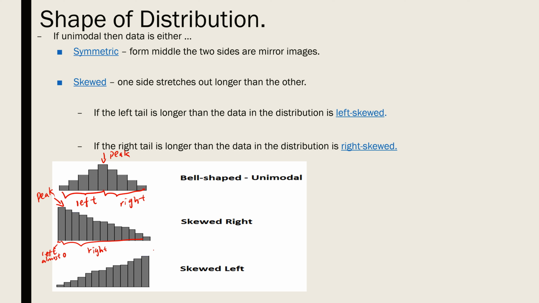And for the last example, we do the same. First, we find the peak. Then we compare the length of the left tail and the right tail. We can see the length of the right tail is almost close to 0. So the last example is called skewed to the left.